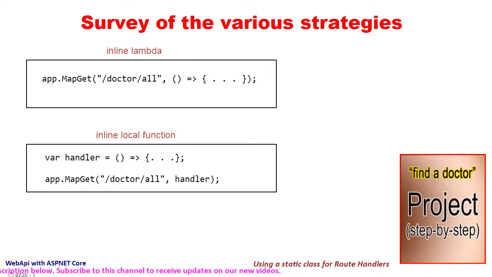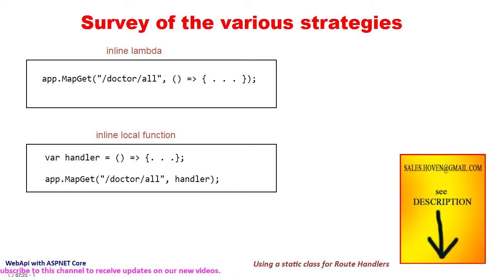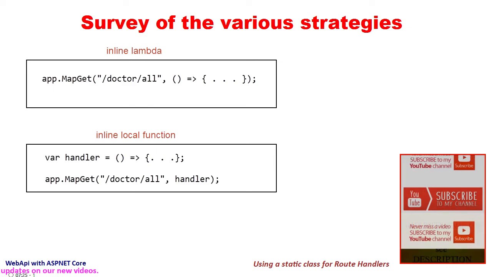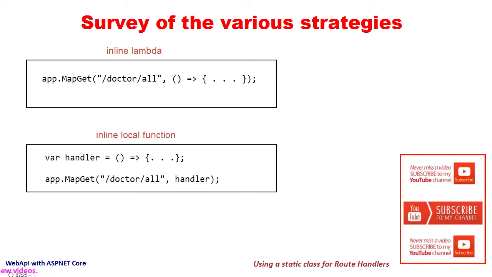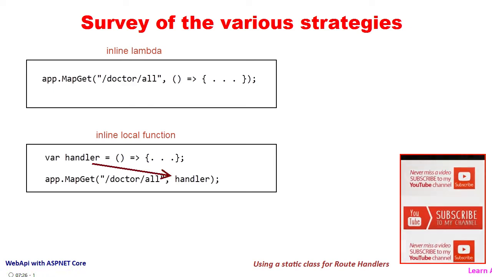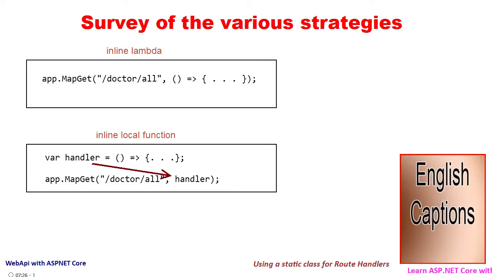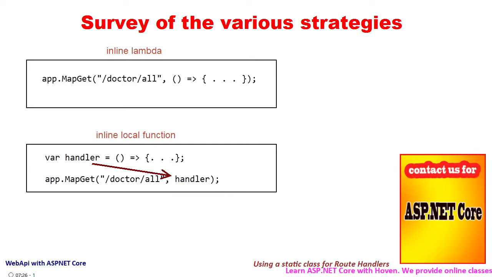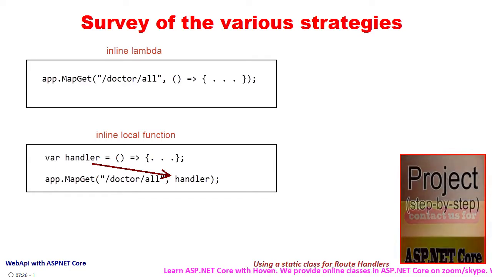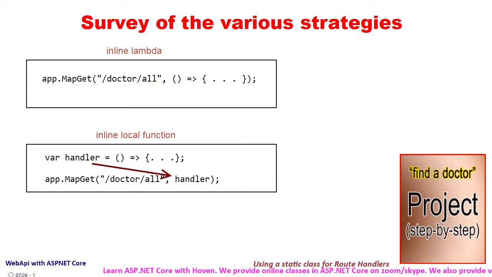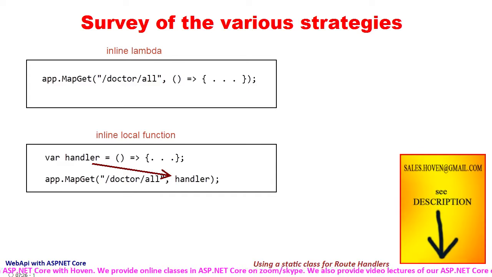Another possibility is to use a local function, as you are seeing here. In this code, we have a local function called handler. This function is then used in the mapget API, as you are seeing here, and this approach could work fine for a medium-sized project. The code for your handler stays in a separate function and therefore it becomes more readable to a certain extent.